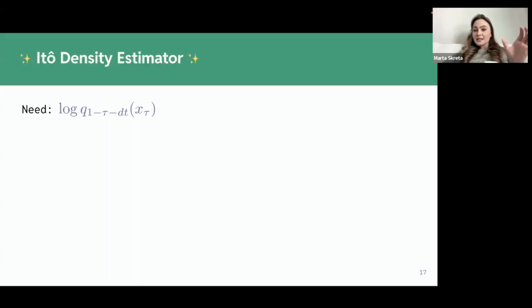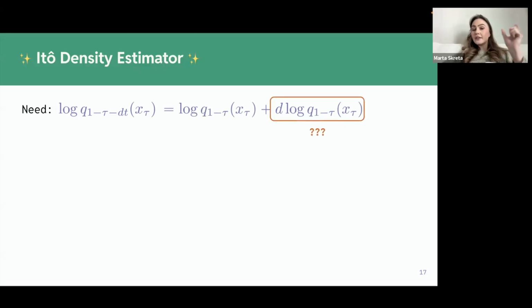So this is where we introduce this magical Ito density estimator, which is what I'll spend the next few slides telling you how we can get. So we need the density at any given time step. And the way that we get that is we can track the change in density at every time step. And the reason I want to highlight that we want to track the change in density with respect to both time and the change in X. So the way that we can do this is using Ito's lemma.